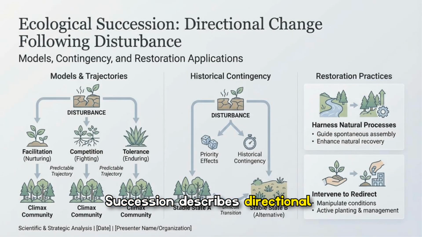Succession describes directional community change after disturbance through models like facilitation, competition, and tolerance, but historical contingency and priority effects can lead to alternative stable states. Restoration can either harness natural assembly processes to enhance recovery or intervene actively to redirect trajectories when necessary.